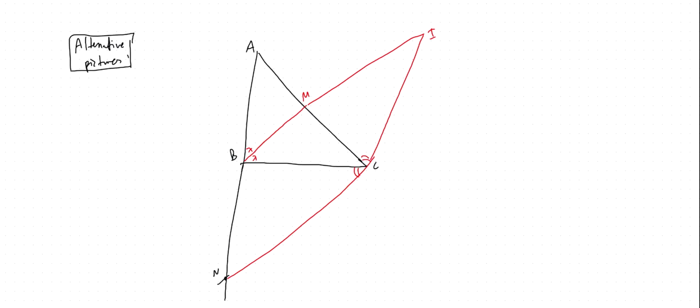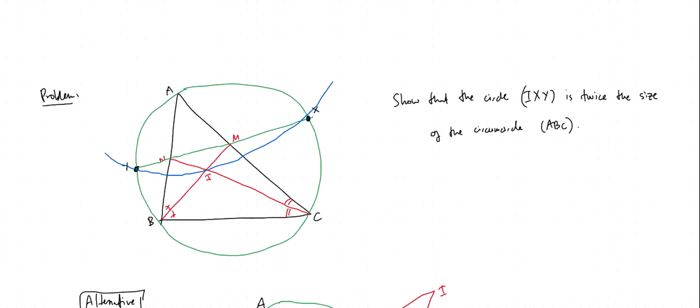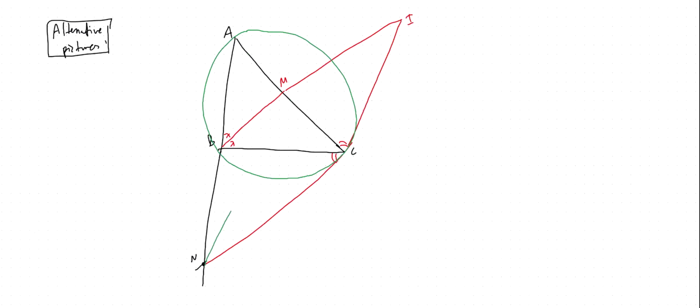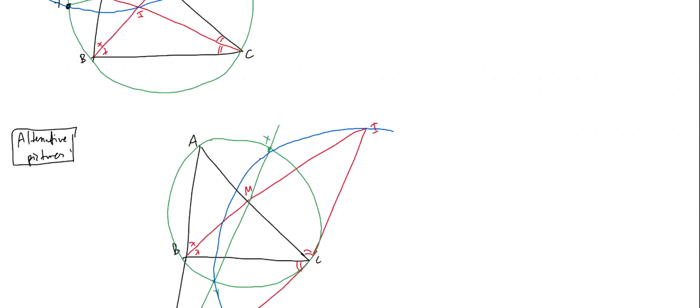Then let's still have the circumcircle, of course. And this green line intersects the circumcircle at X and Y. So in this case, again, we are talking about IXY. See, the picture looks kind of different, but it's really the same problem.